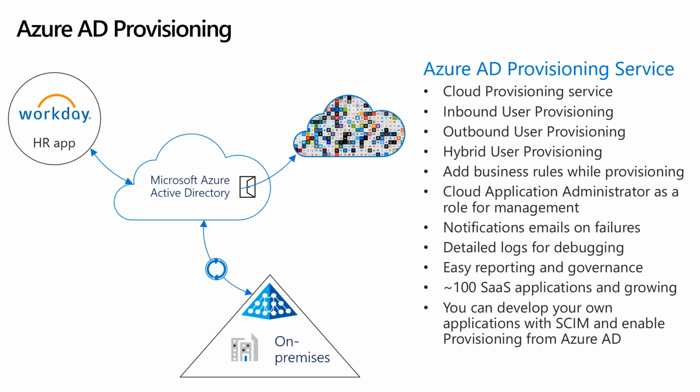We have hundreds of SaaS applications for which Azure Active Directory supports outbound user provisioning. If your organization is developing some line of business applications and you want to leverage user provisioning, then SCIM is another standard which you can leverage to easily set up user provisioning from Azure Active Directory. We will talk in a little more detail about SCIM and how you configure the application in the demo.